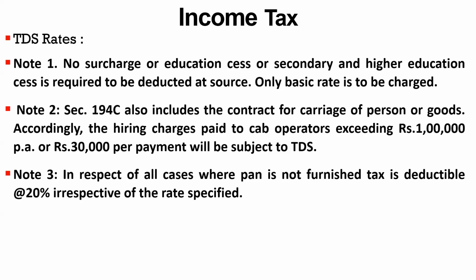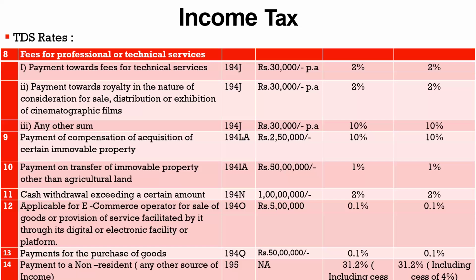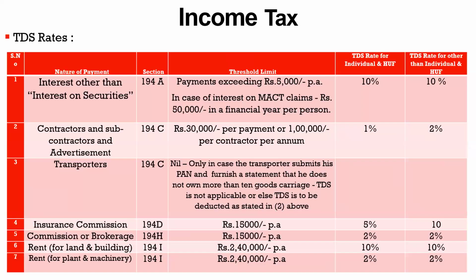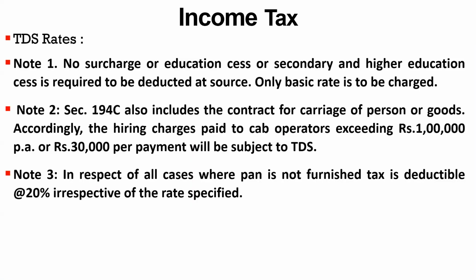Section 194C also includes a contract for carriage of persons or goods. Accordingly, the hire charges paid to cab operators exceeding 1 lakh per annum or 30,000 per payment will be subject to TDS. Here we have seen 194C, 30,000 per payment or 1 lakh per contract. So this includes payment to cab operators also, if it is as per contract. They are regularly providing service in the name of United India.